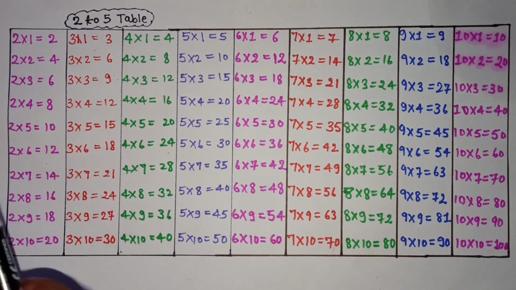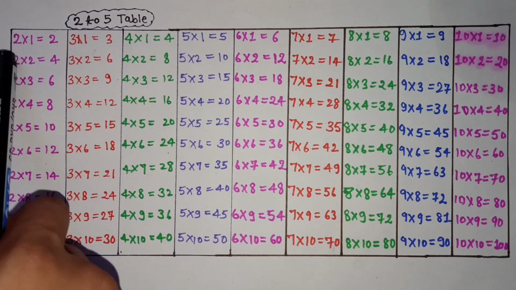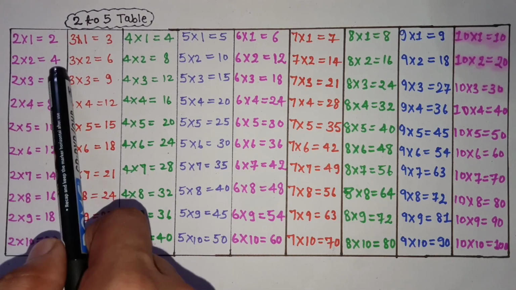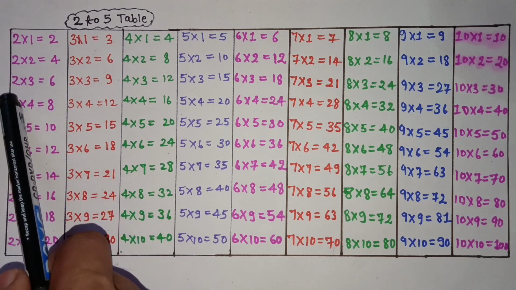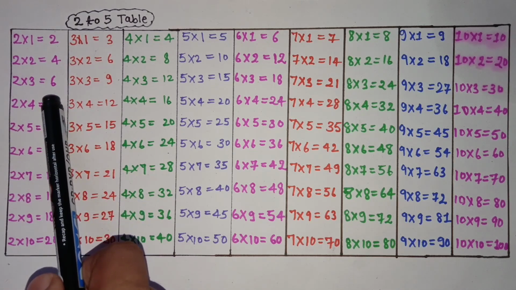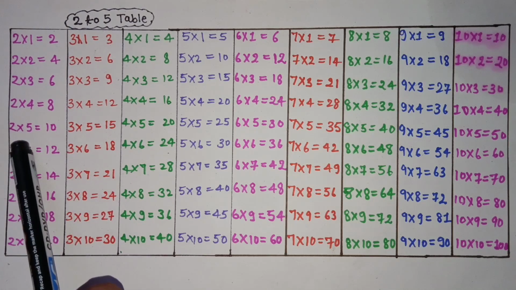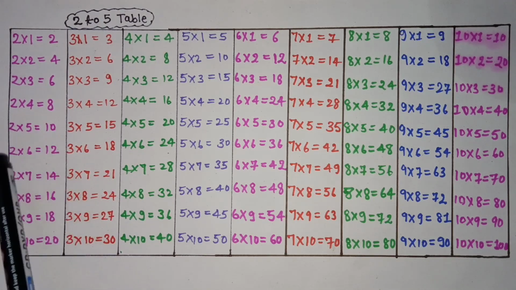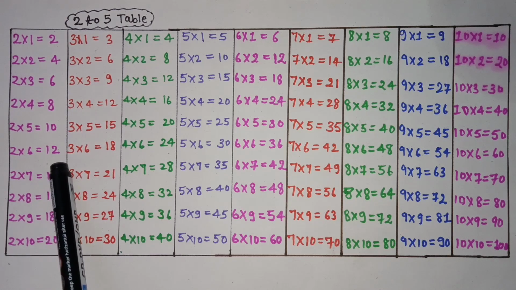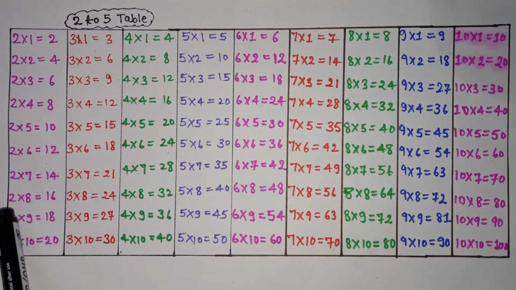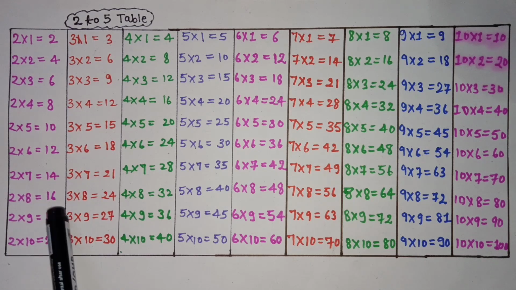2 to 20 tables in English. 2 1s are 2. 2 2s are 4. 2 3s are 6. 2 4s are 8. 2 5s are 10. 2 6s are 12. 2 7s are 14. 2 8s are 16. 2 9s are 18. 2 10s are 20.